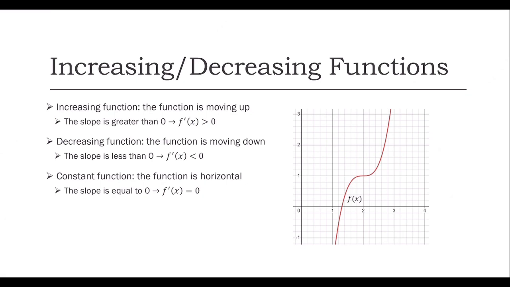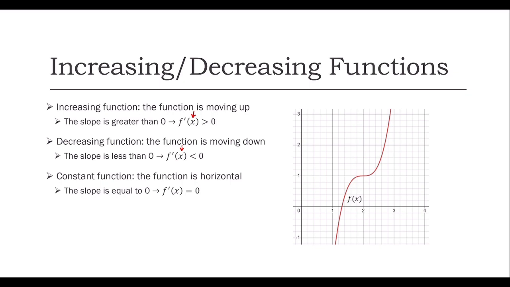An increasing function is a function that's moving up, so your slope is greater than 0, or your derivative function will be greater than 0. A decreasing function is a function that's moving down, so your slope is less than 0, so f prime of x is less than 0 or negative. Your function is constant if it's horizontal and your slope is equal to 0, so your derivative is 0.